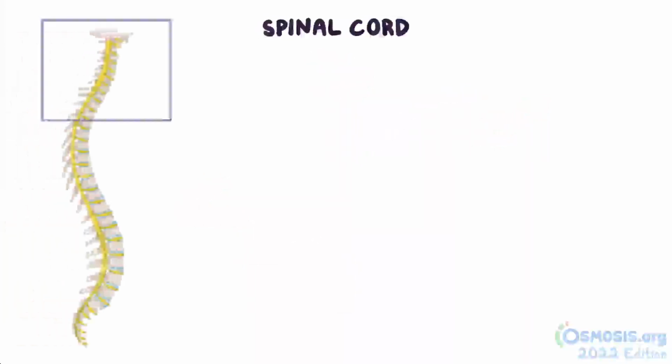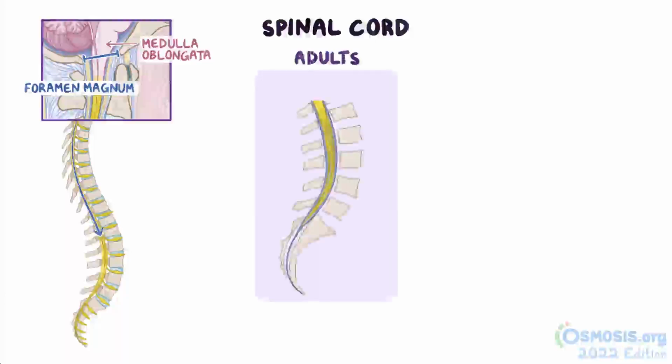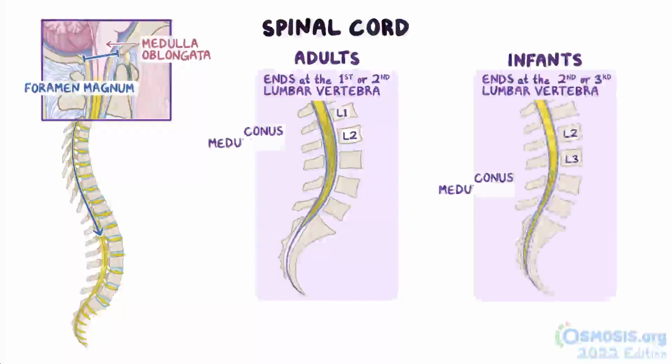The spinal cord starts at the foramen magnum, where it is continuous with the medulla oblongata, which is the most caudal portion of the brainstem. It then extends inferiorly through the vertebral canal. In adults, it usually ends at the level of the first or second lumbar vertebra. In infants, it usually ends at the second or third lumbar vertebra. The tapered end of the spinal cord is called the conus medullaris.